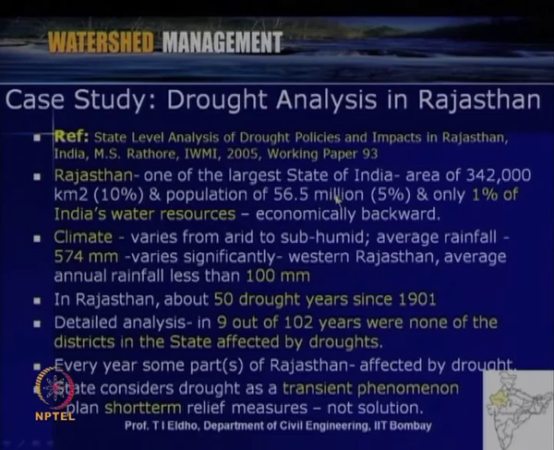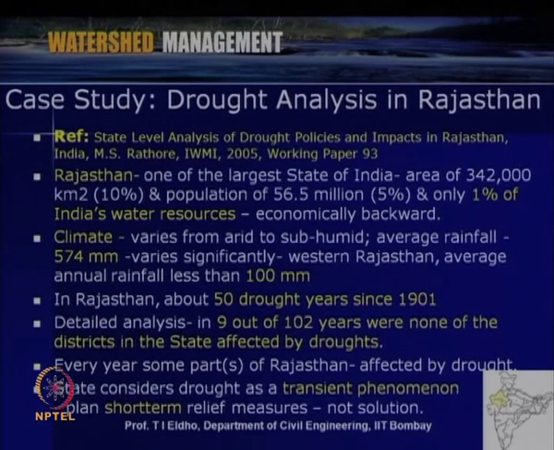Rajasthan is one of the largest states of India, and the area is about 342,000 square kilometer, about 10% of the total area of India, and population is about 56.5 million, or about 5% of the total population of India. But as far as water is concerned, it is an arid and semi-arid region. Only 1% of India's water resources is available in Rajasthan state, and this is an economically backward state.